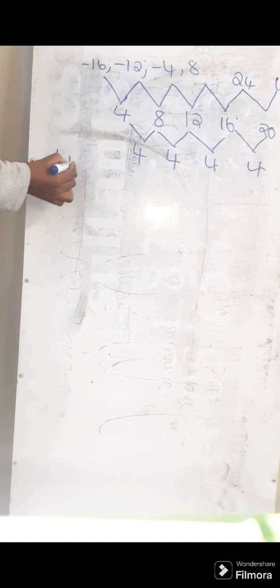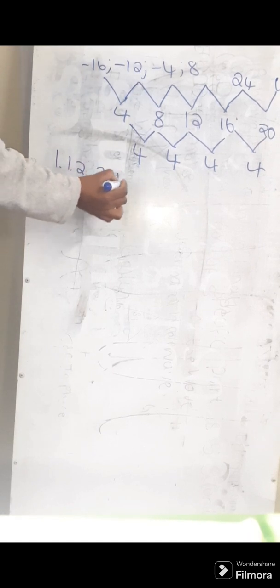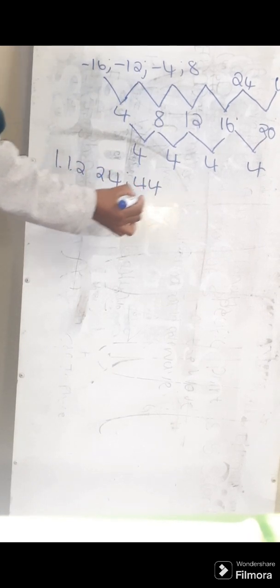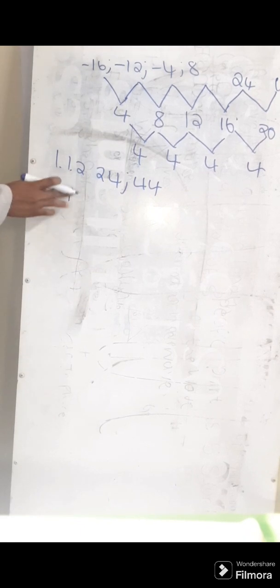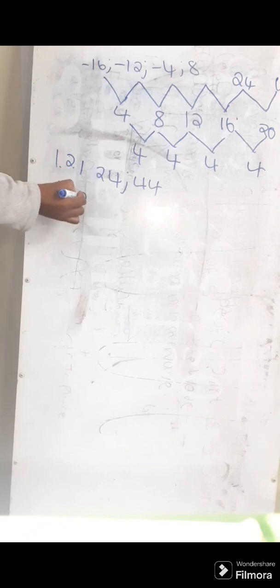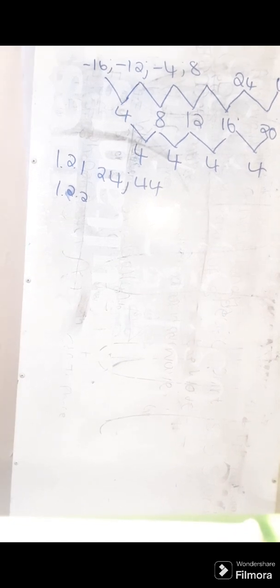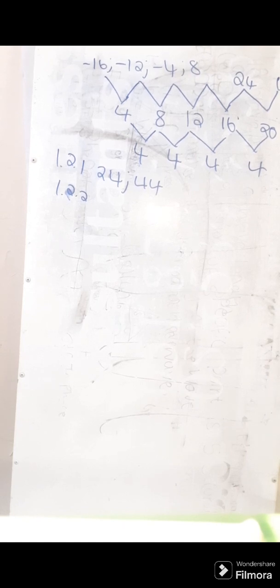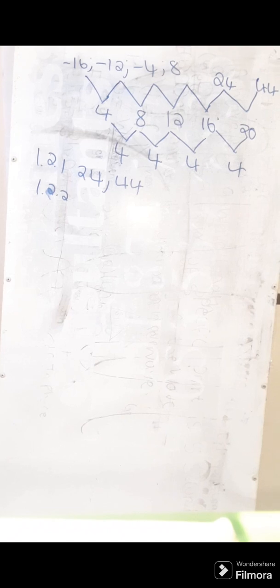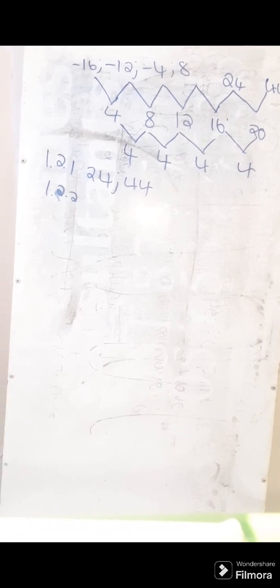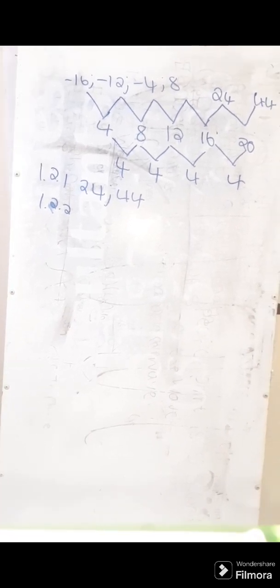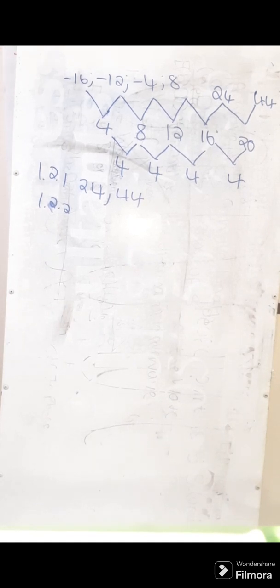So 1.1.2 is 24 and 44. 1.2.1, 1.2.2. So yes, that is how we get those next terms. Now here, what is required, now we have to do 2.2.2.